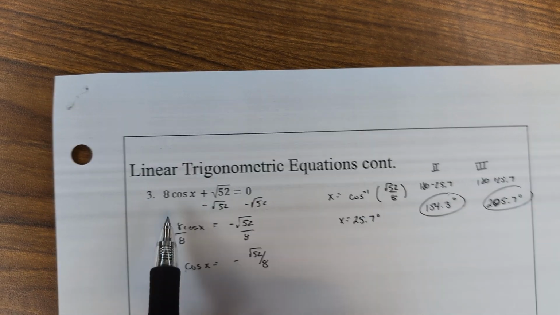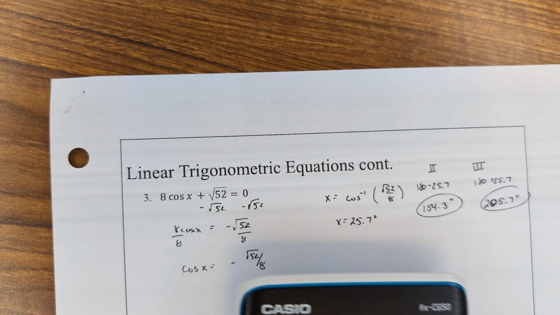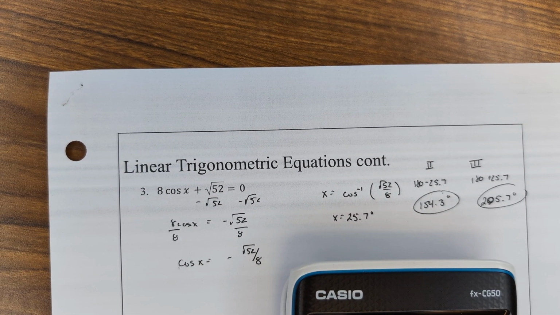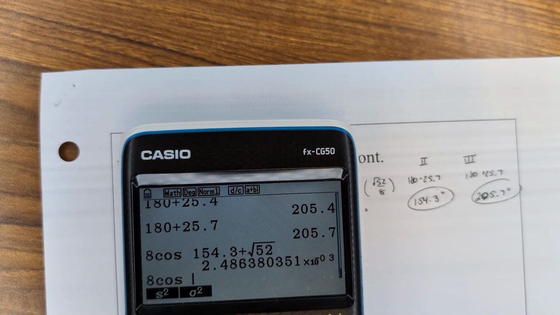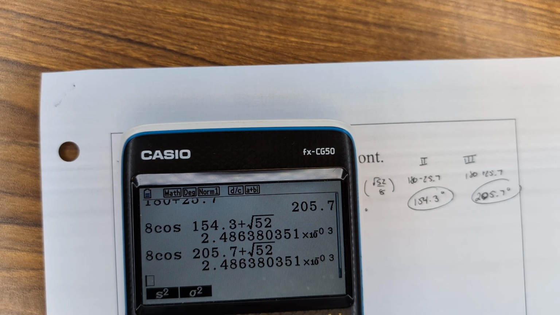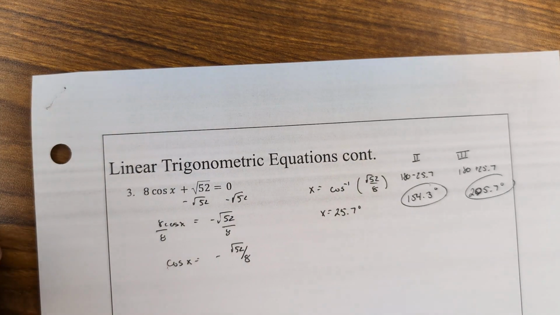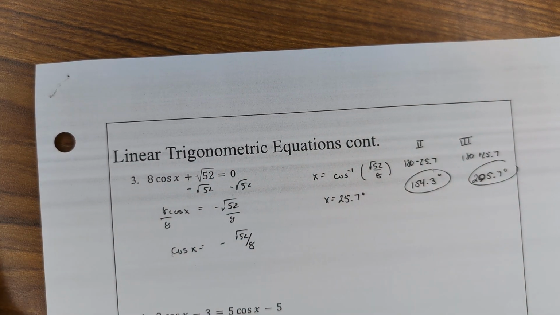And always, if you want to check, you can plug it back in. Let's try our first angle, 8 cosine 154.3 plus the square root of 52. That's scientific notation, very, very small, 0.002. It's not going to be exact because I rounded my angle. If we try the other one, 8 cos 205.7 plus the square root of 52, once again we get the exact same number, but still very small. Scientific notation means that's less than 1, so very close to 0, which is what I'm trying to get.